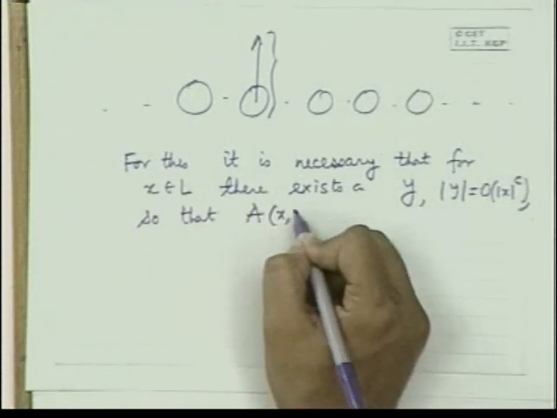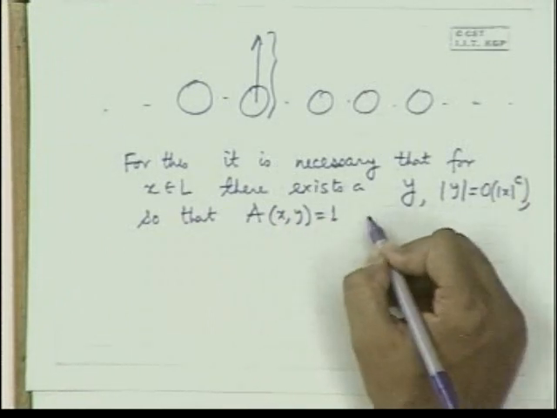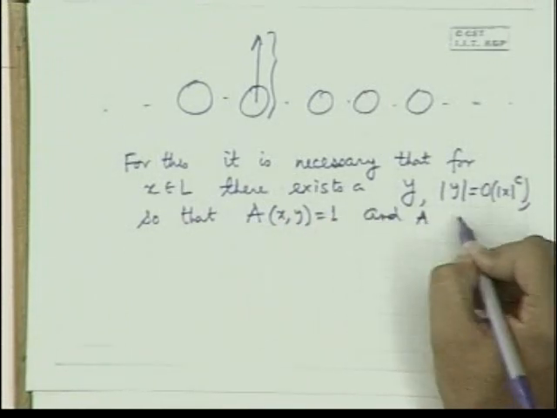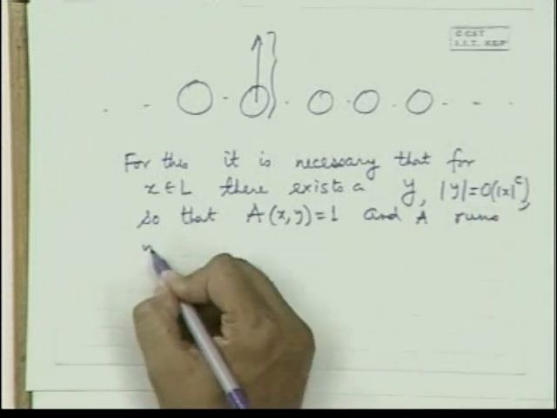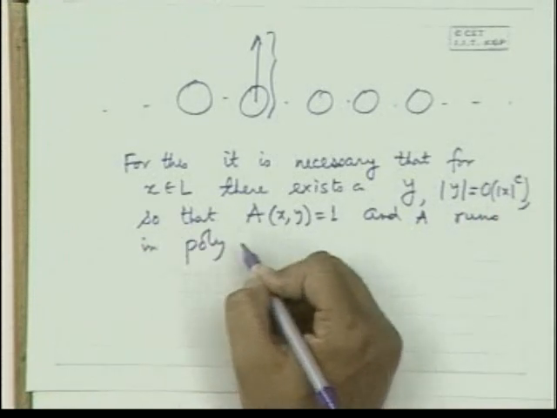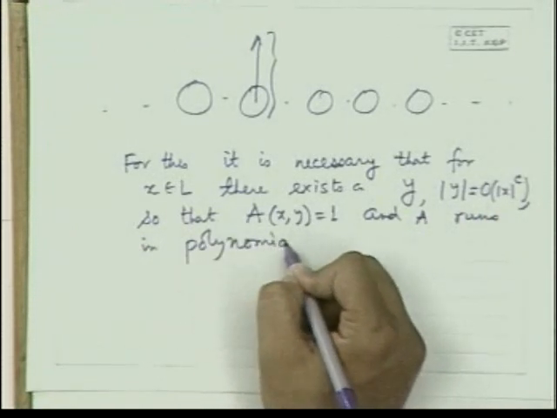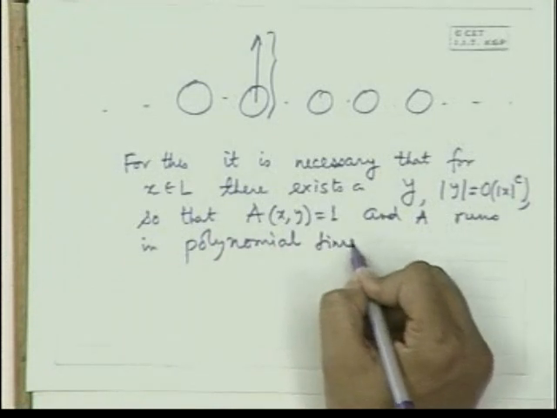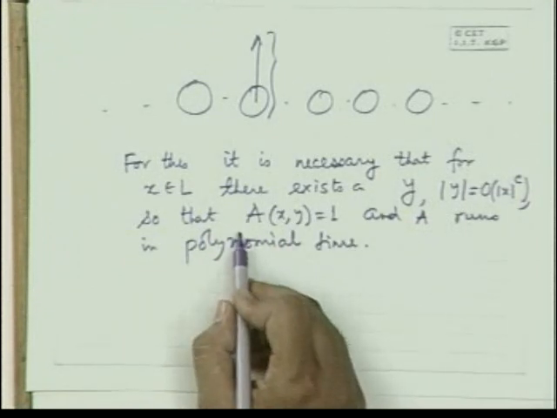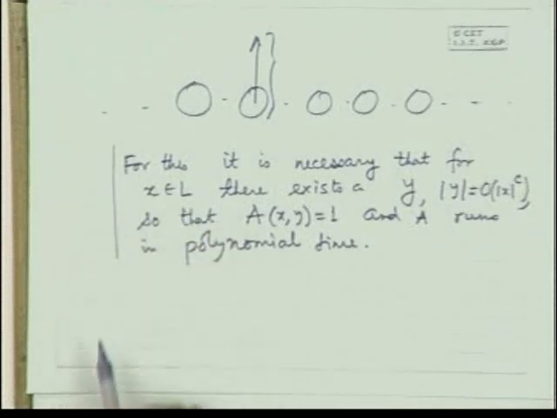A(x, y), the algorithm, runs in polynomial time. Then we say that there exists the algorithm A which can verify x in polynomial time if these two conditions are satisfied. This is the precise notion of when the algorithm can be said to run in polynomial time with respect to the input size x.